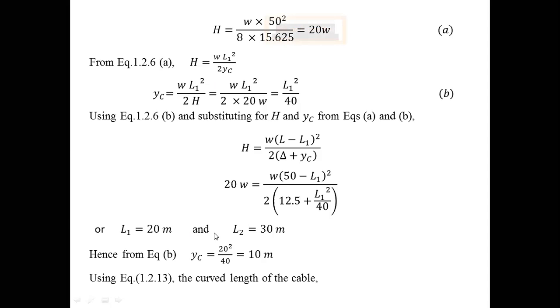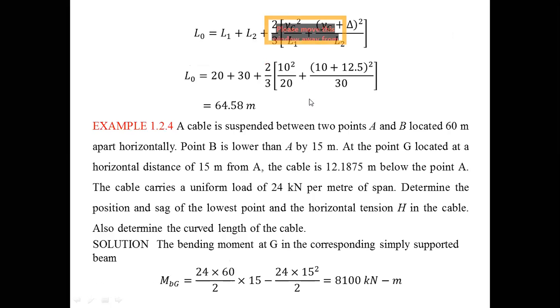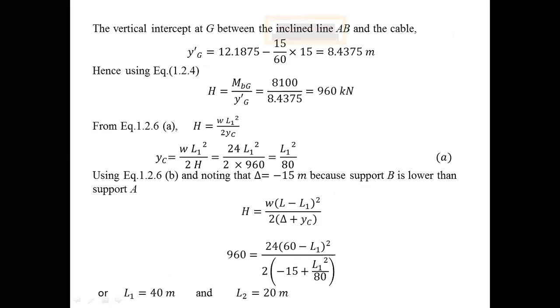L1 is 20 meters. Let us use these values. L1 is the position of the lowest point C, and the remaining is 30. And what is YC? The dip, or vertical distance at the lowest point from the support A, is 10 meters. Then the curved length has a formula; use it and find. So for this problem, I attached a stiffening girder. Let us see how it is.